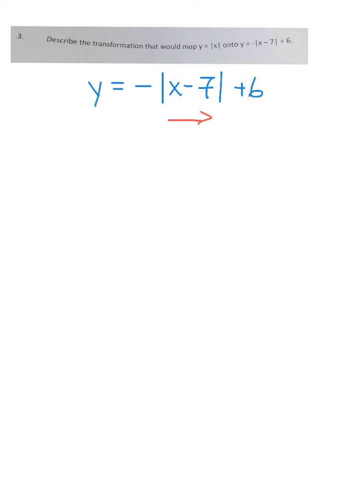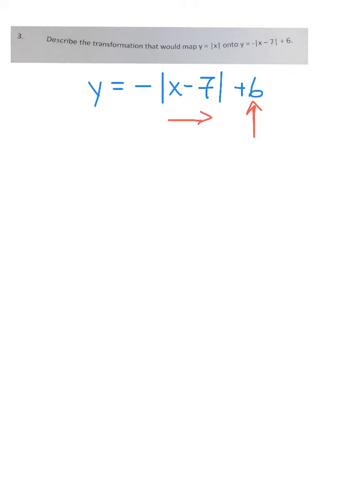And when a number is outside the parentheses, like we have right here, we're actually going to just go up or down. And that goes in the same direction as the sign. So since it's a plus 6, that means it will be going up 6. Okay, I'll write all this down in a second. And then lastly, let's look at this negative. Okay, we are negating the entire thing. So when we're negating the entire thing, that is going to be a reflection in the x-axis. All right, so let's write this stuff down.